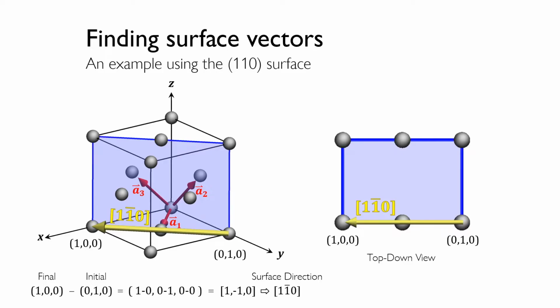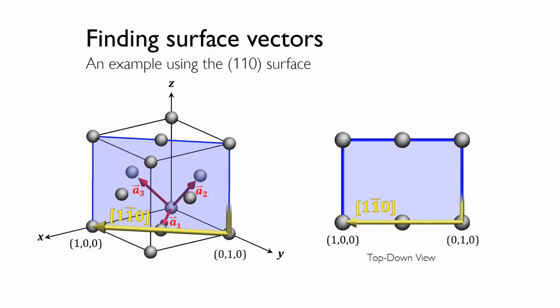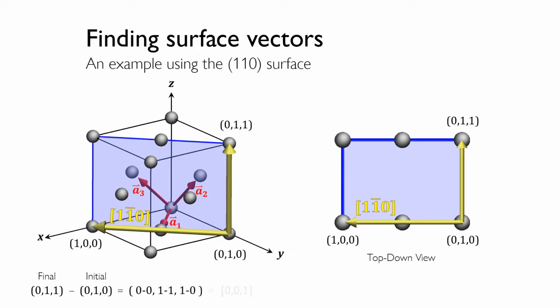Okay, so what about the direction that points perpendicularly to the close-packed direction, where the spacing between the atoms is larger? Again, the simplest way to do this is to identify 2 points along this direction that intersect with the unit cell. 2 such points are 010 and 011. Subtracting the coordinates of one point from the other, we get 001, or equivalently 00 bar 1, as the perpendicular direction. I'm not going to get into why, but I'll just tell you that the 1 bar 1 0 and 001 directions are the ones you most often see given for the 110 surface.